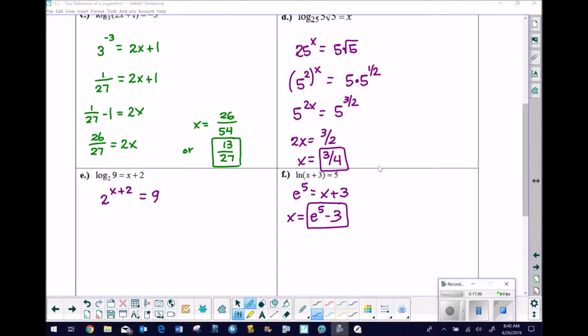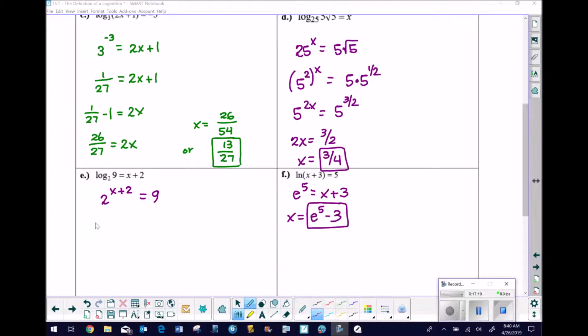Let's jump down to F before we look at E. With F, very similar situation except with the natural log. I would take e to the 5th, which is equivalent to x plus 3, and then really the only thing I can do is subtract 3 over, and I've isolated x, and thus I've essentially solved the equation.